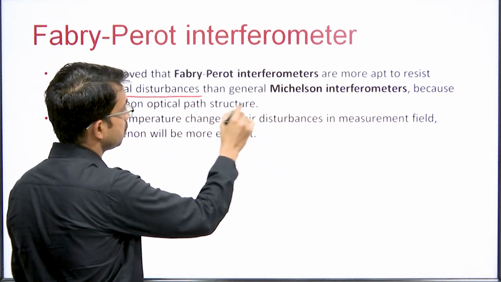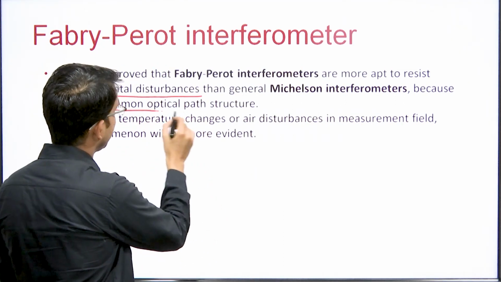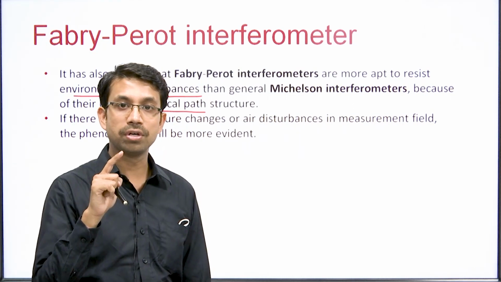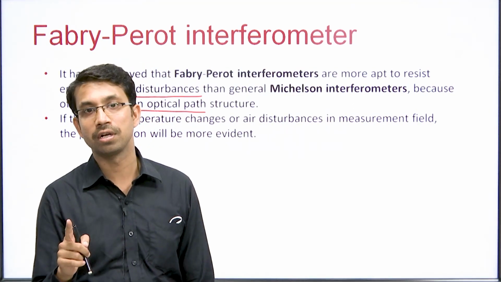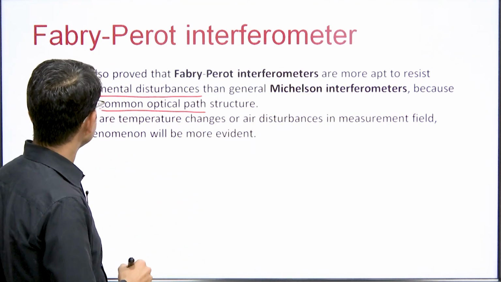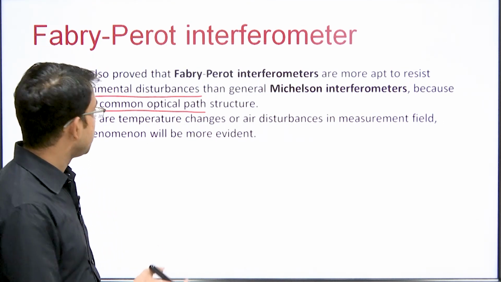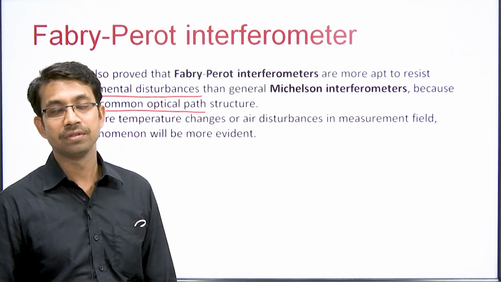Because the optical path is common, they travel a common optical path, they do not go at different optical paths. Okay. Also, if there are temperature changes in the measurement field, the phenomena will be more evident. Okay.